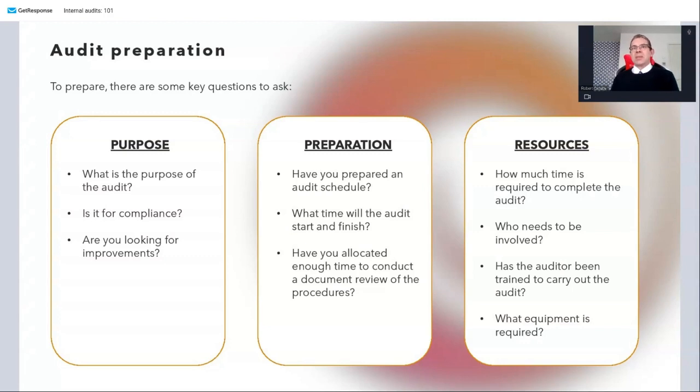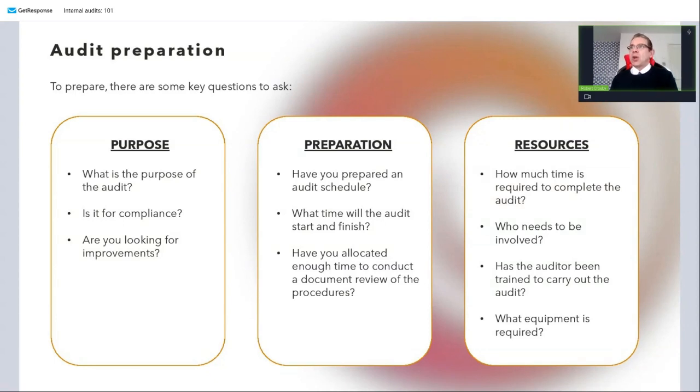Resources is a very important aspect here. Timing, as I've mentioned before: how much time are you going to have available? Who needs to be involved? Are the right people involved and available at that particular time? Because it could be quite frustrating if, for example, you're auditing your purchasing activities and nobody from the purchasing team is available to do it, because you'll probably struggle, which generally might mean that you need to replan that audit. Has the auditor been trained to carry out that audit? Have they got previous experience? So that's an important factor.